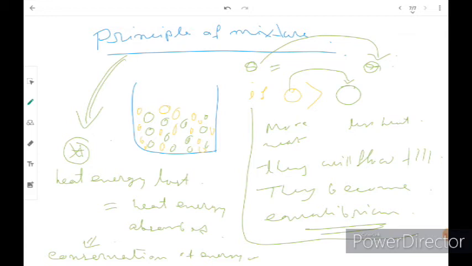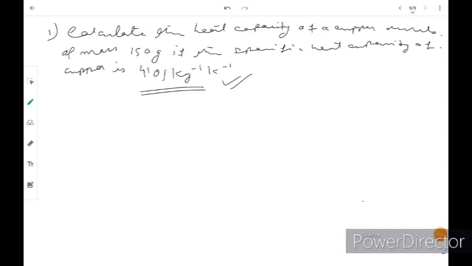So here we have to understand what conservation of energy is. Conservation of energy states that energy can neither be created nor destroyed, but can be transformed from one form to another. You just have to remember this little bit. Now we will discuss some of the numericals that can come from here.